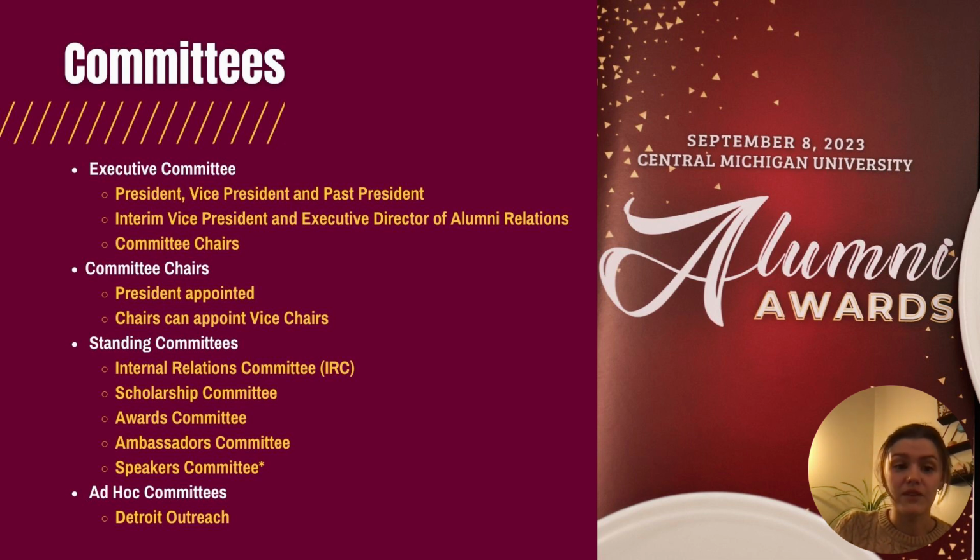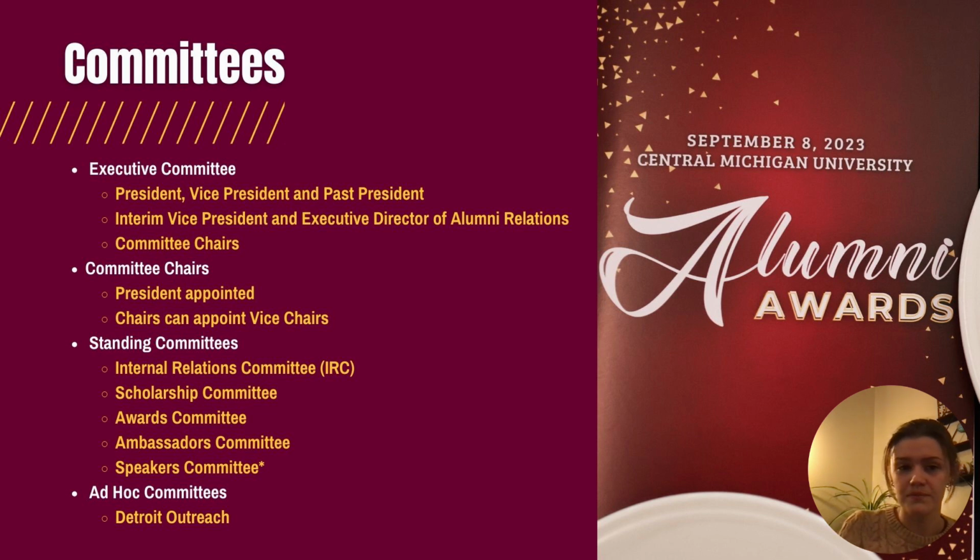For the executive committee, the executive leadership positions include the president, vice president, and past president. And then the interim vice president of advancement and executive director of alumni relations and constituent engagement also hold ex officio seats on this committee. And then the board committee chairs also hold a seat on this executive committee as well. So if you want to be a part of the executive committee but don't want to hold those leadership positions, you can be a committee chair. Those do have to be appointed by the president of the association, though, and then chairs can appoint vice chairs if they so choose.